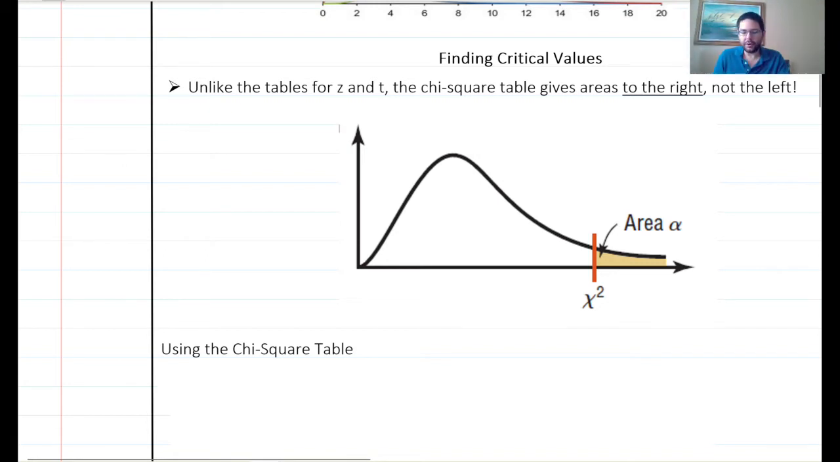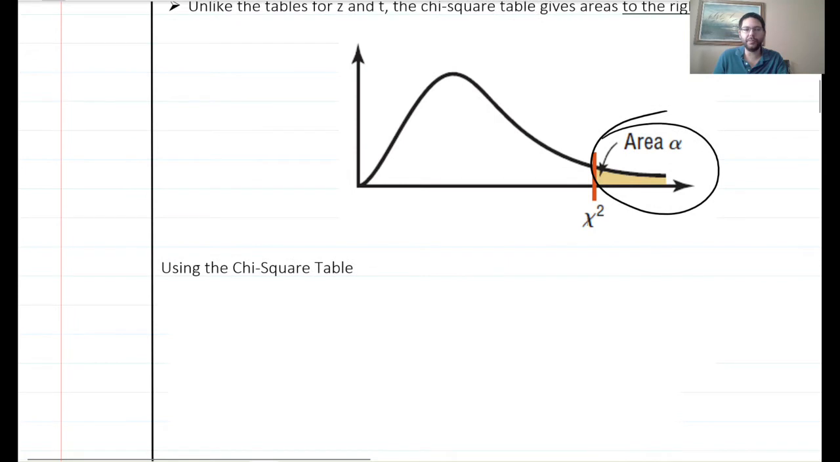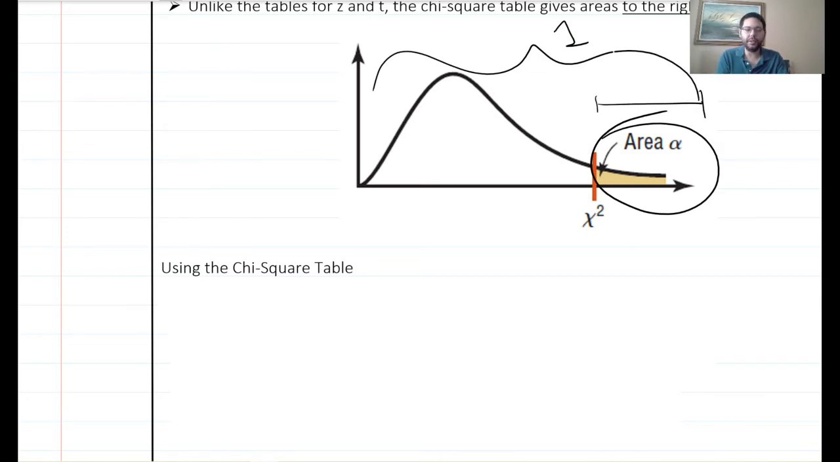And the table, when you look it up, is going to give you the area strictly to the right of whatever your critical value is, or whatever your chi-squared value is. So how do we use the chi-squared value? Well, we know that the whole thing has an area of 1 underneath the curve. So if they give you the area to the right, I can get the area to the left by doing 1 minus alpha. So this area to the left is actually 1 minus alpha, and the area to the right is alpha.